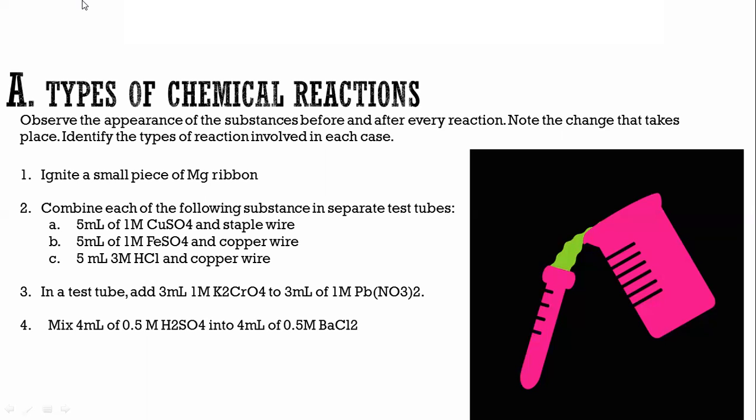Continue lang. In our procedure, we have letter B, which is the factors affecting the rate of chemical reaction. When we say procedure, it's simply how we influence and observe the factors that affect the rate of chemical reaction.